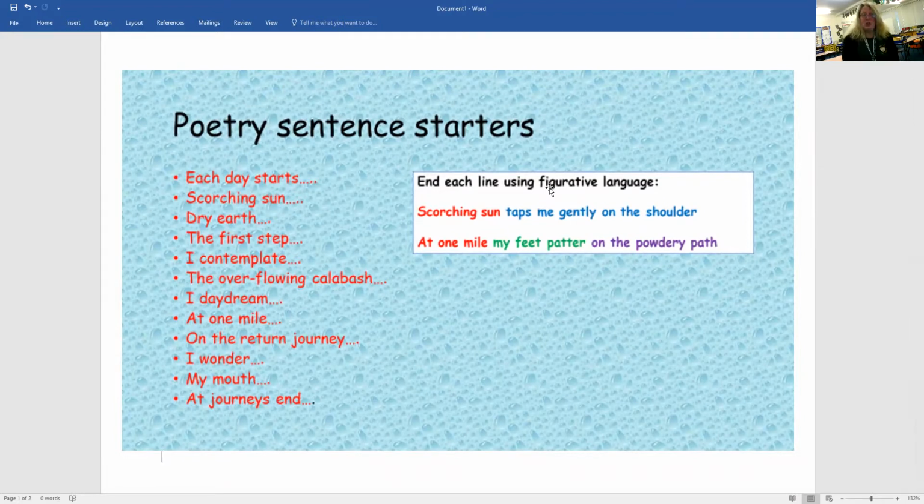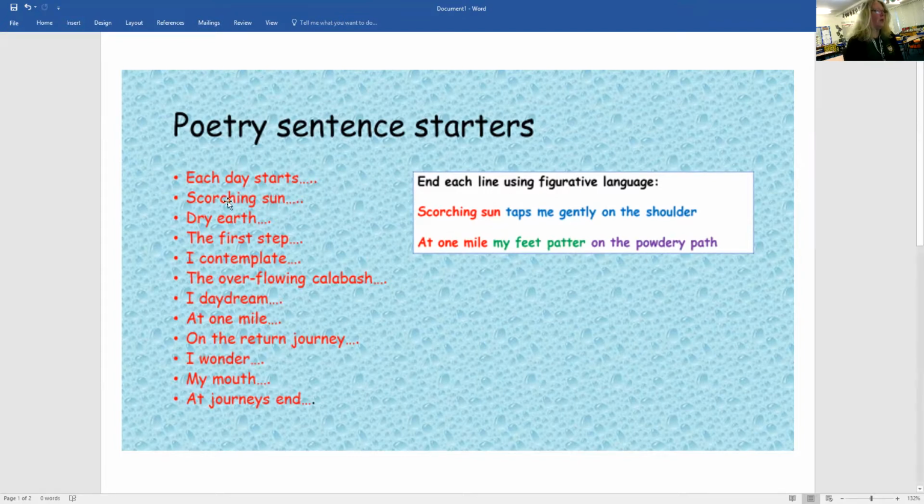I've made some suggestions here. You don't have to use these. These are just suggestions that might help to get you going. You can adapt some of them. You can change one of the adjectives. You could change the way it starts. You could put a fronted adverbial in. You could do all sorts of things. But what you can do is take these different sentence starters, and using the ideas that you've gathered over the last couple of days, you could add to them.